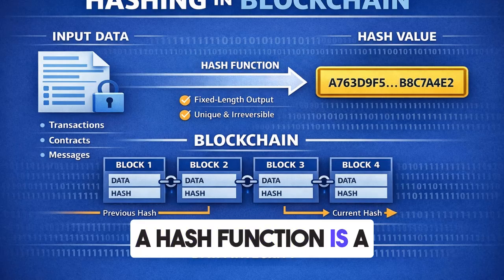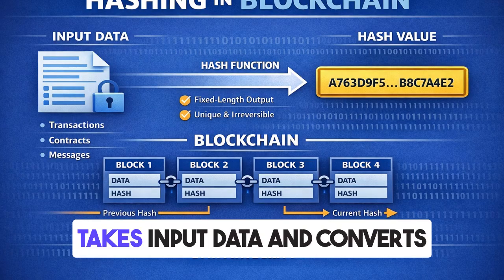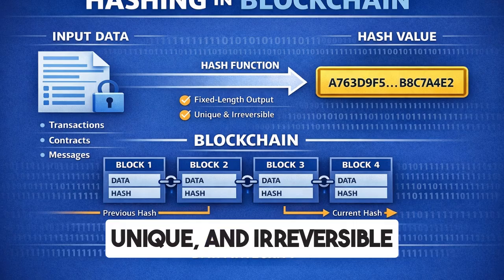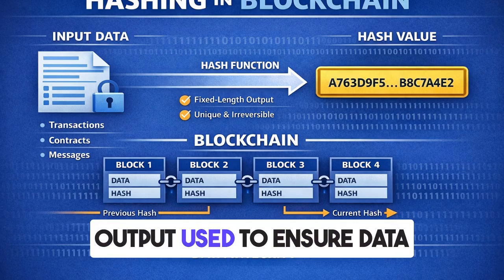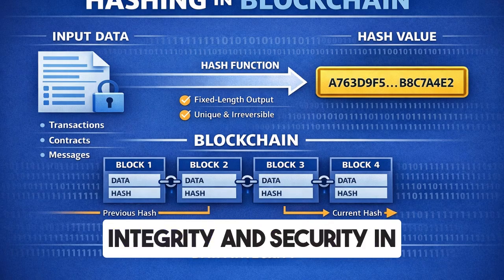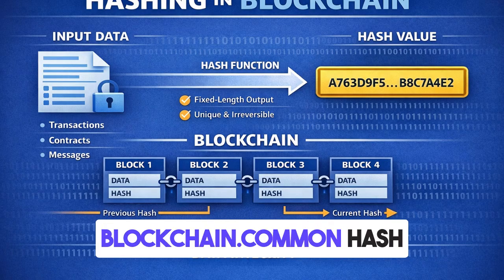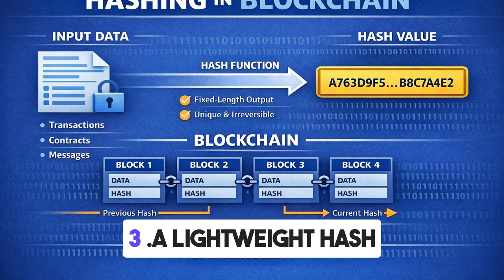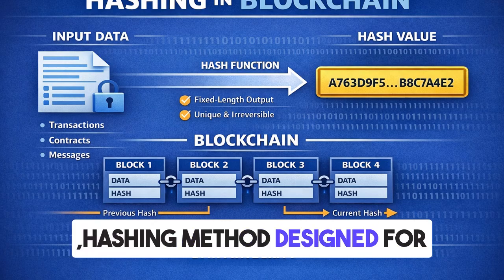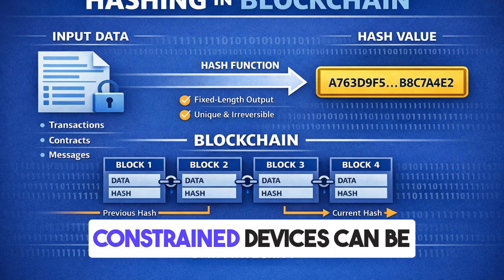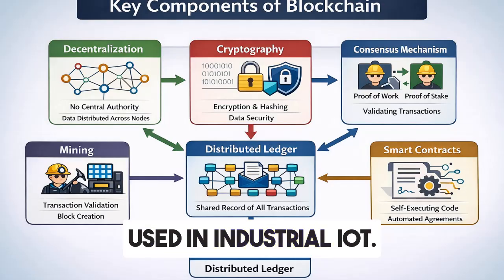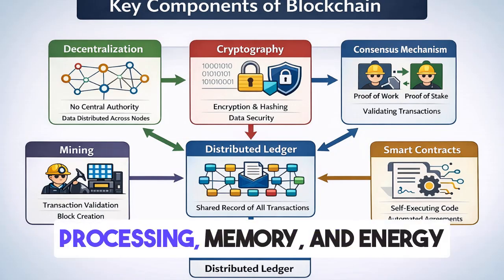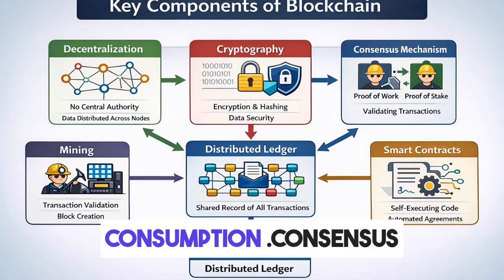A hash function is a mathematical algorithm that takes input data and converts it into a fixed length, unique, and irreversible output, used to ensure data integrity and security in blockchain. Common hash functions are SHA-256, SHA-3, and a lightweight hashing method designed for low power and resource constrained devices, which can be used in industrial IoT. It provides data integrity and security with minimal processing, memory, and energy consumption.